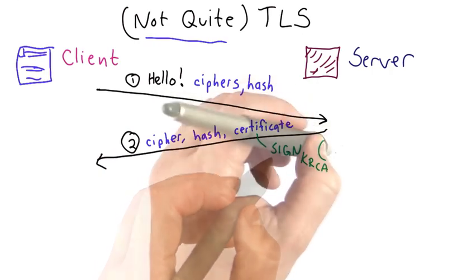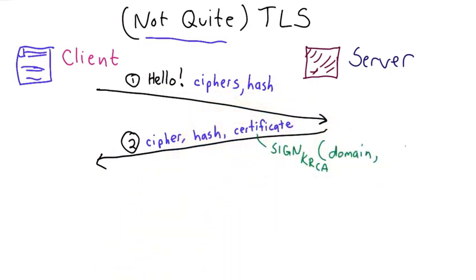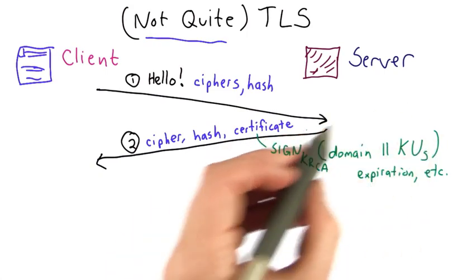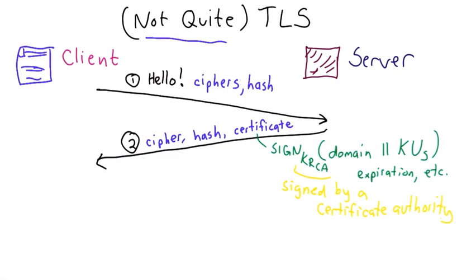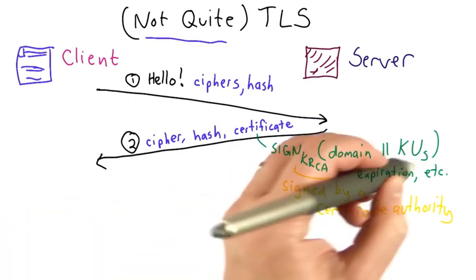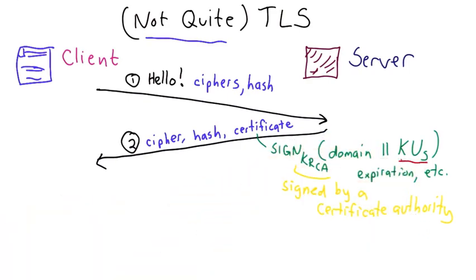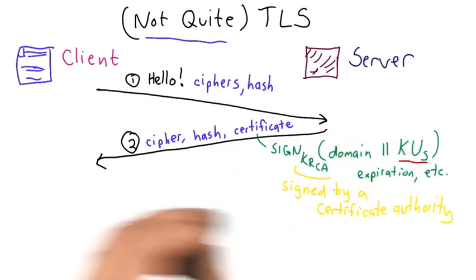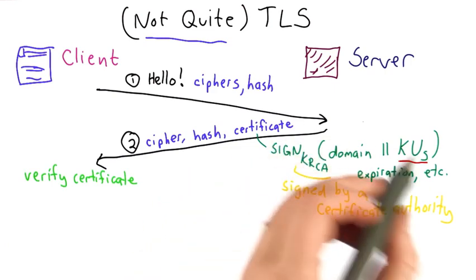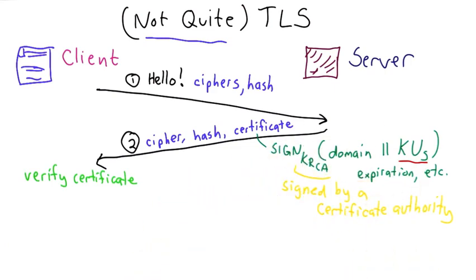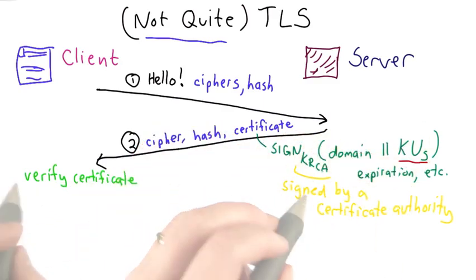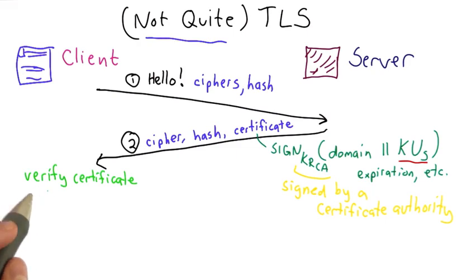And so what's in the certificate is the domain, the name of the server, as well as its public key. There's some other information like expiration times, since these certificates expire. And the important thing about the certificate is that it's signed by a certificate authority. We'll talk more about certificates later, but the important thing the certificate does is give the client access to the server's public key in a way that the client can trust it. The next step is for the client to verify the certificate. Since the certificate is signed by the private key of some certificate authority, the client needs the corresponding public key to verify the signature. The client also extracts the public key from that certificate.